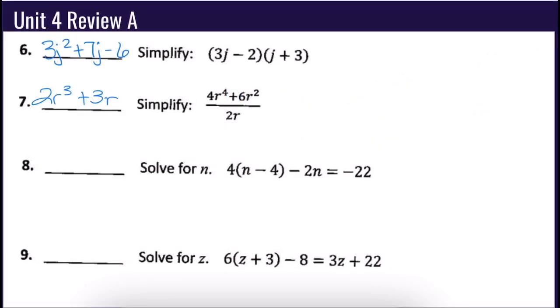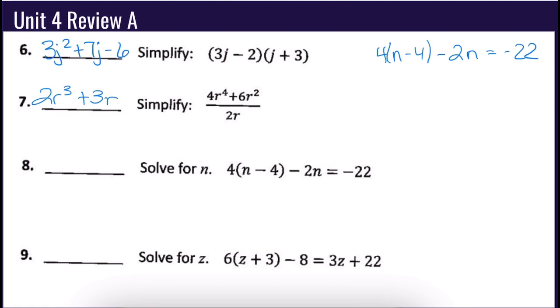Number 8, solve for n. This is what we call a multi-step equation. That was the lesson where we had those 5 different steps to work through. And the first step is always getting rid of the parentheses. So I'm just going to go ahead and rewrite it over here. 4 times the quantity of n minus 4 minus 2n equals negative 22.